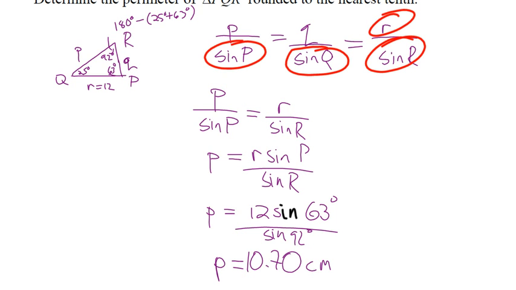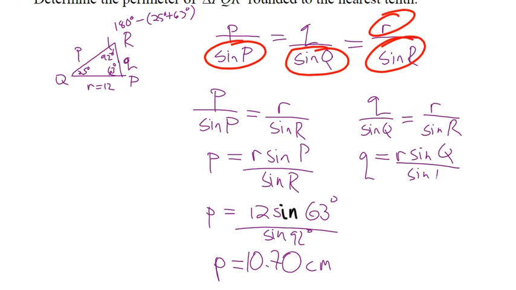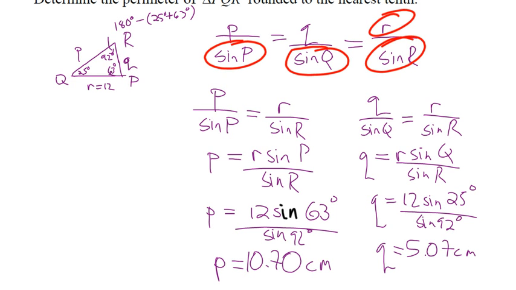I got one wrong, one right. Okay, what else? We need q, right? So little q over sine Q is equal to little r over sine R. Little q is r sine Q over sine R. Little q is 12 sine of 25 over the sine of 92, which is 5.07 centimeters. Okay, if there are no units, then you don't put any units down.